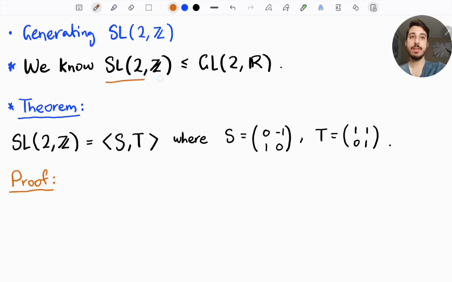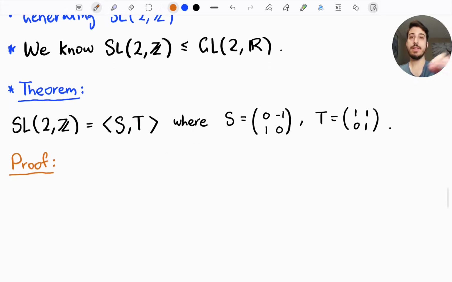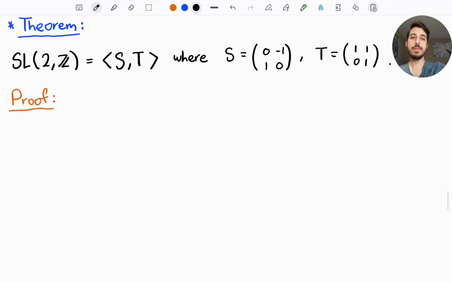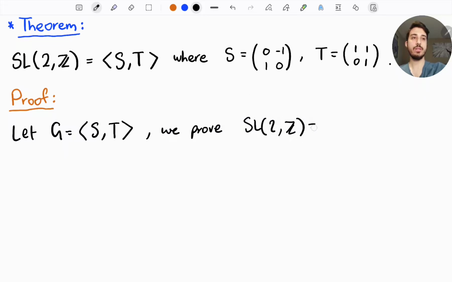So we know already that this is a subgroup of the general linear group because it is the kernel of the homomorphism, the determinant of matrices. For a theorem, we have that this SL2(Z) is generated entirely by 2 matrices: S given by this matrix and T given by that matrix. And I will be proving this theorem. To prove this theorem, let G be equal to the supposed subgroup generated by S and T. We prove that SL2(Z) is equal to G. That is what we want to prove.